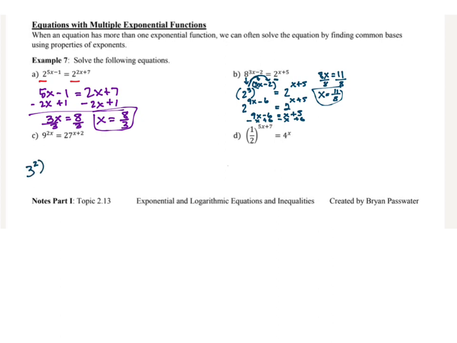3 squared to the 2x and 3 cubed to the x plus 2. Good. Is she slave driving y'all? I am. I'm the worst. So this is now 3 to the what? 3 to the 4x, yeah. You're going to distribute, so it equals 3 to the 3x plus 6. Now my bases are equal, so my powers are equal. It'd be 6. Y'all have a good one.